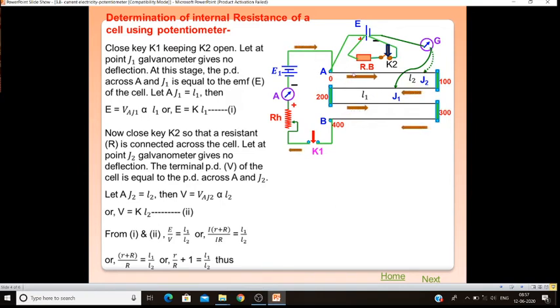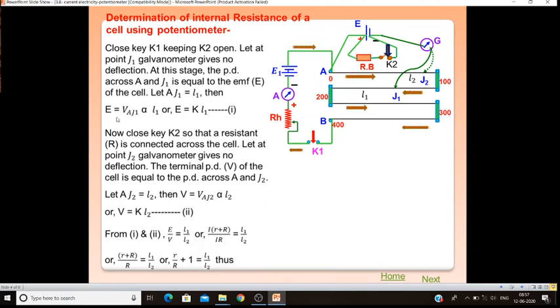Means now the potential difference between AJ2 is equal to the terminal potential difference. So if we let AJ2 is equal to L2, then V equal to KL2. Remember earlier we have discussed the terminal potential difference. When a resistance is in the circuit, then that is known as terminal potential difference.